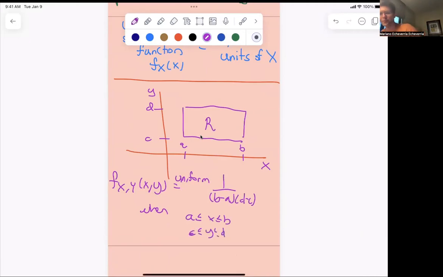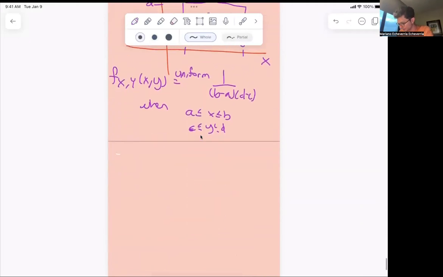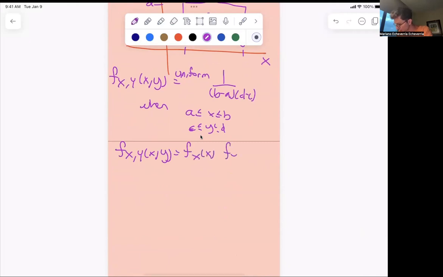So that is a uniform distribution in two variables, and when it is on a rectangle, then X and Y are independent. This means that f of X comma Y will be f of X times f of Y, where this is 1 over B minus A and this is 1 over D minus C. So the uniform distribution on a rectangle is the product of the uniform distributions on the intervals.